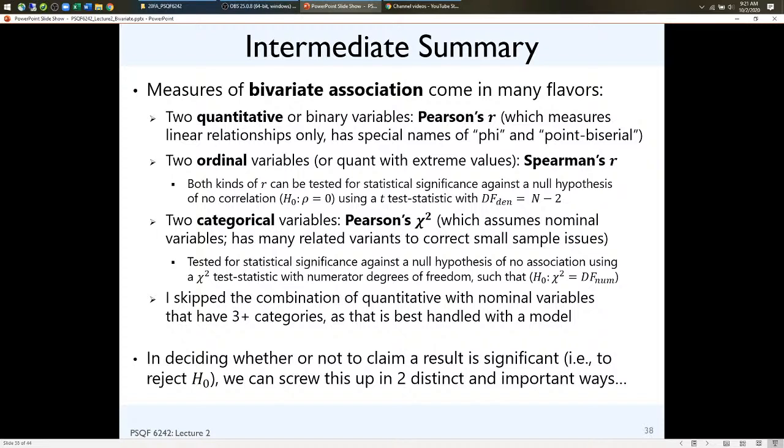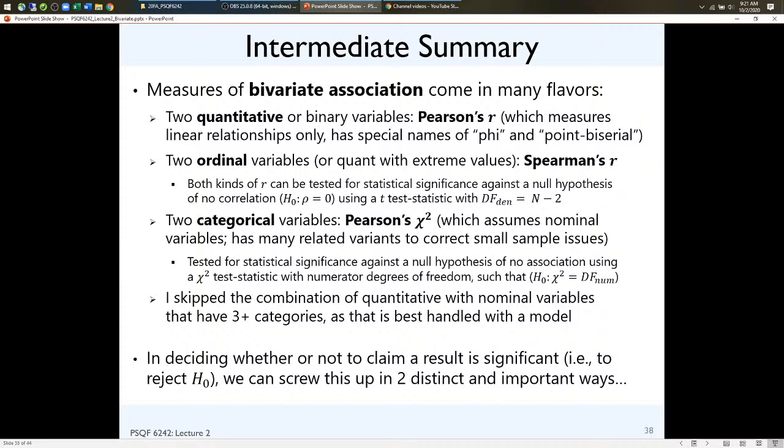And I note at the bottom here that I skipped the combination of quantitative and nominal because those types of bivariate association are better handled in models because we have more than one possible association with each of the distinct categories of the nominal variable with the quantitative variable.